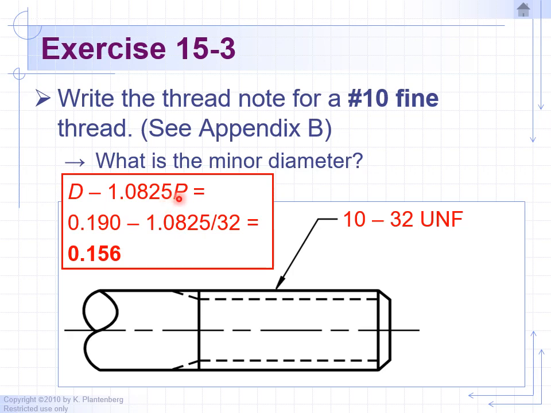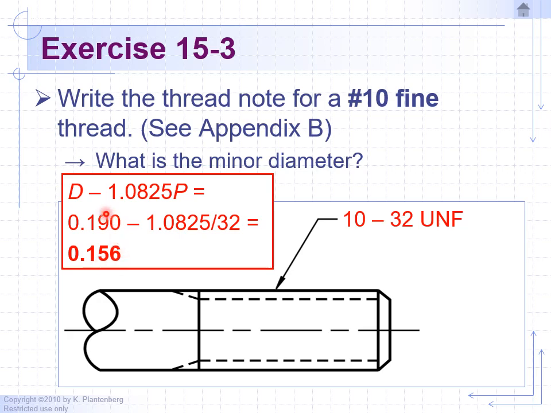So the pitch is the inverse of 32. There's 32 threads per inch. So how far apart are the threads? That's the pitch. It's just the inverse, 1 divided by 32. So you multiply times 1 over 32, or simply just divide by 32. So 1.0825 divided by the number of threads per inch, and that would give us a minor diameter of 0.156.